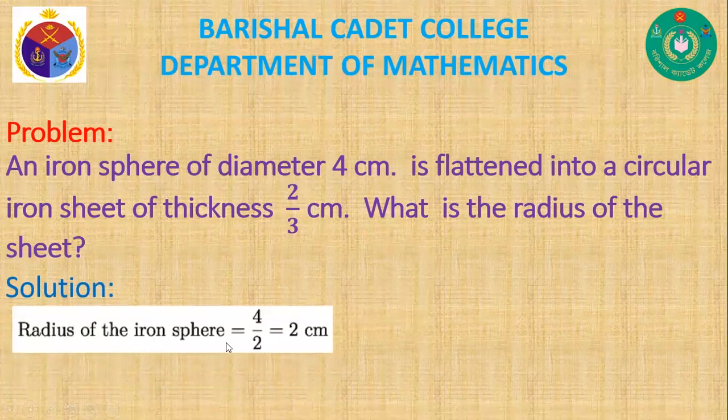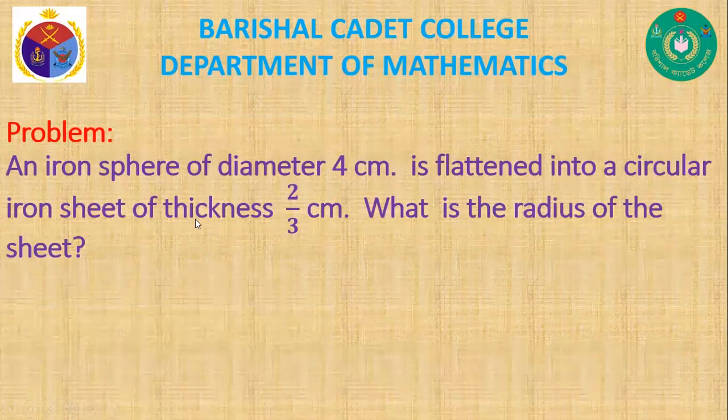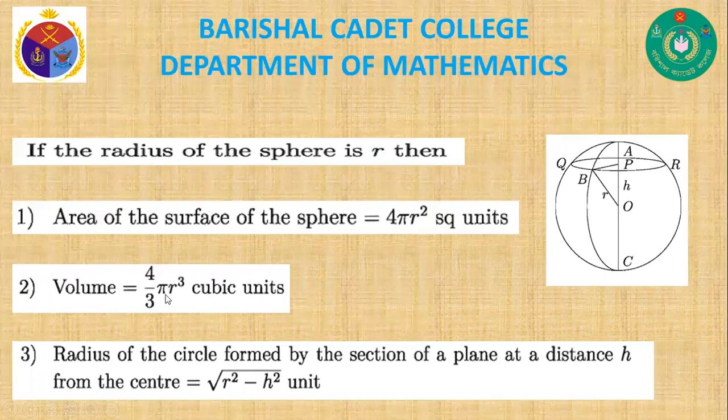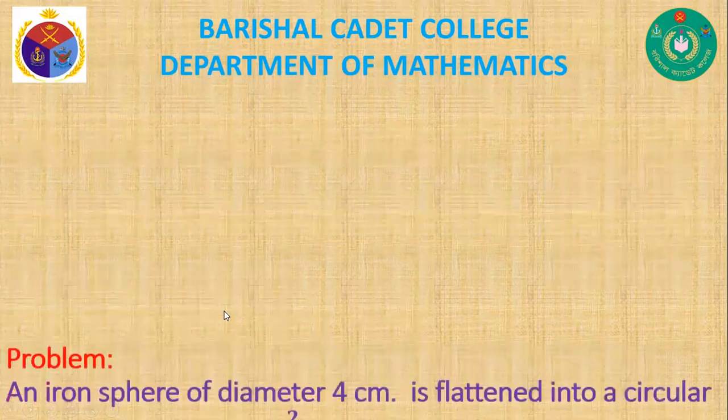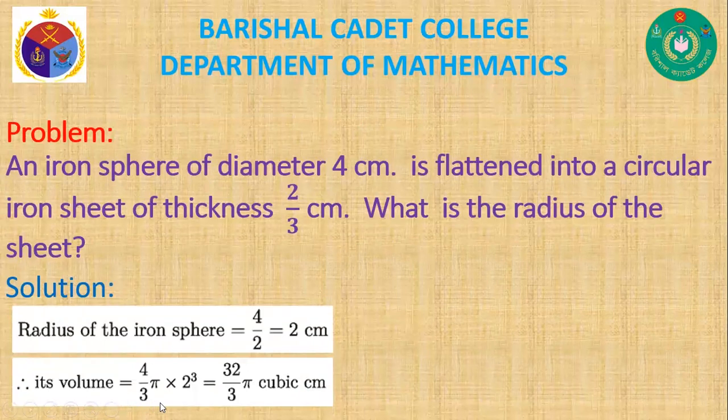Radius of the iron sphere: we know that radius equals diameter divided by 2. Here the diameter is 4, so the radius will be 4 divided by 2, equal to 2 centimeter. And what will be the volume of this sphere? We know the volume of the sphere is 4 by 3 pi r cube. What is the value of r? 2 cube, so the volume is 32 divided by 3 pi cubic centimeter.